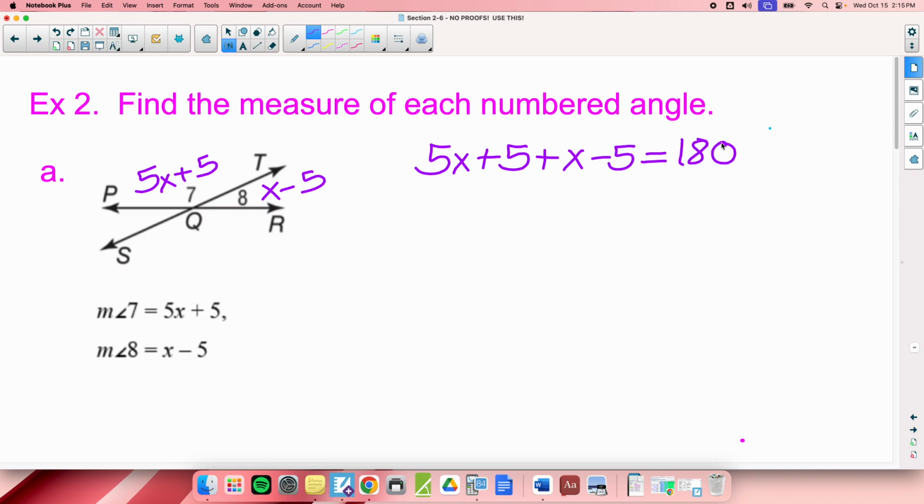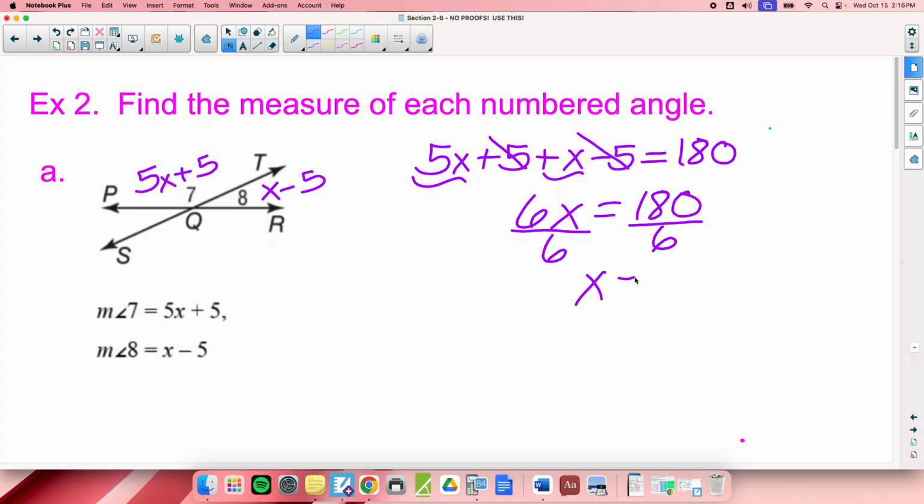Now, what happens to 5 minus 5? They just become a 0. Don't they cancel? Isn't 5 minus 5 0? Yeah. What is 5x plus x? 6x. Okay, equals 180. Then we're gonna divide by 6, and x is 30.